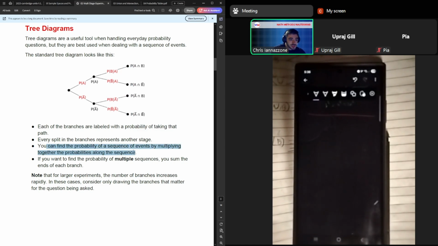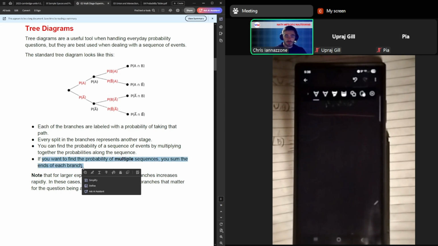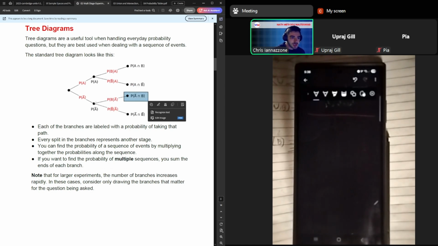As far as how to use tree diagrams, you multiply along the branches. So if you wanted to get to this spot on the Venn diagram, you would multiply this probability by this probability. If you want to find the probability across multiple sequences of branches, so I want to find this and this, you do this times this, but then you add it to this times this. So you add across the different sequences, but you multiply along the branches.